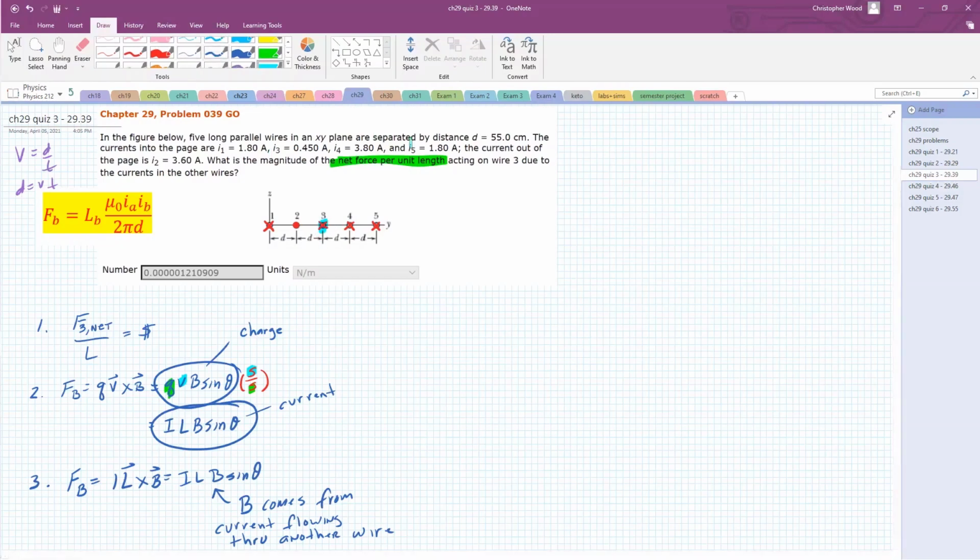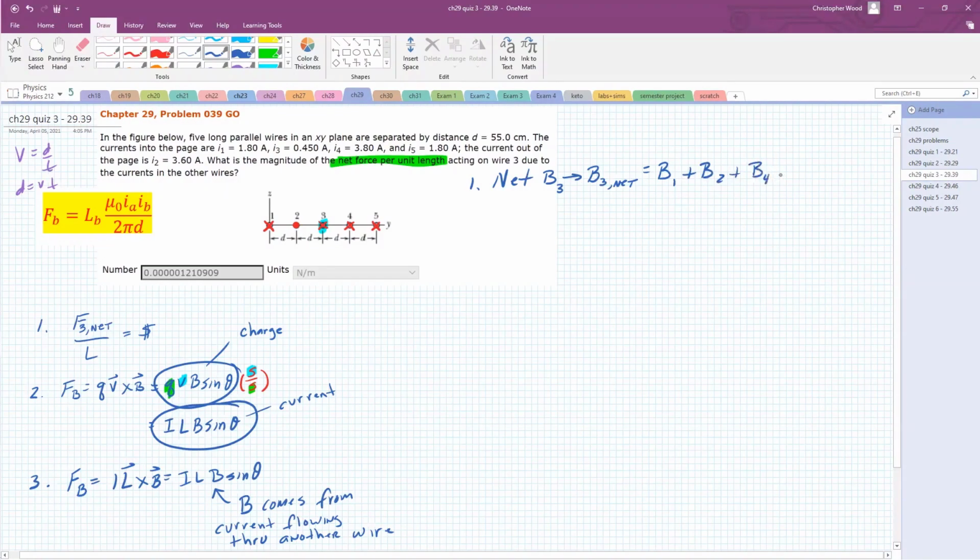So let's just go ahead and set up the superposition. The net magnetic field at wire 3, which I can just indicate as B3 net, is just going to equal the magnetic field due to wire 1 plus the magnetic field due to wire 2 plus the magnetic field due to wire 4 plus the magnetic field due to wire 5. So I didn't forget 3, but 3 is the current carrying wire. Okay, so that's what I have to do to find my net magnetic field.